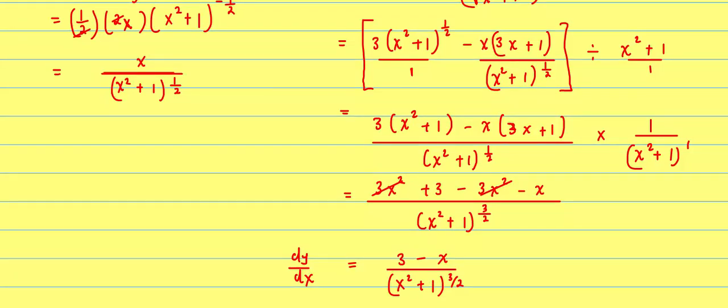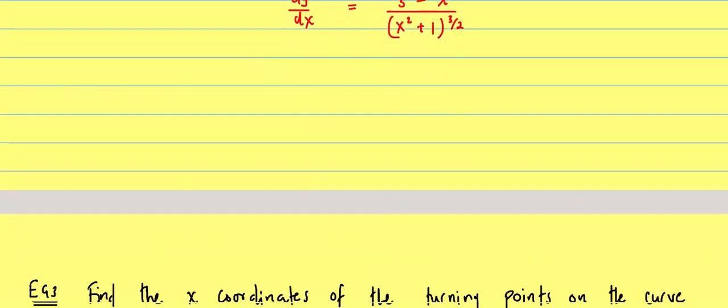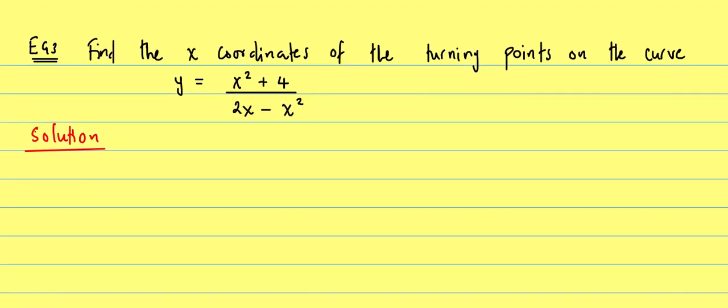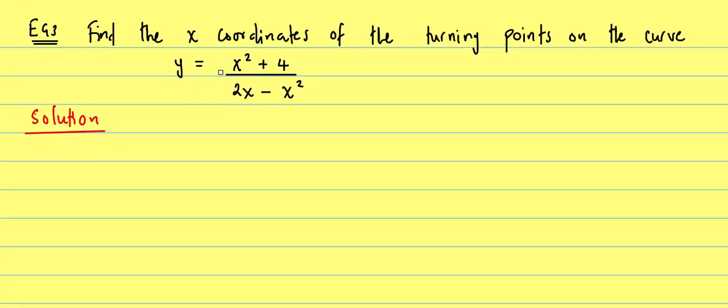Okay guys, I have one final example which we are going to call EG3, and it is given here. It says find the x coordinates of the turning point on the curve y is equal to x squared plus 4 divided by 2x minus x squared. I encourage you to pause the video and attempt this question on your own, and then you can play back the video when you're finished so that you can compare your solution against mine.